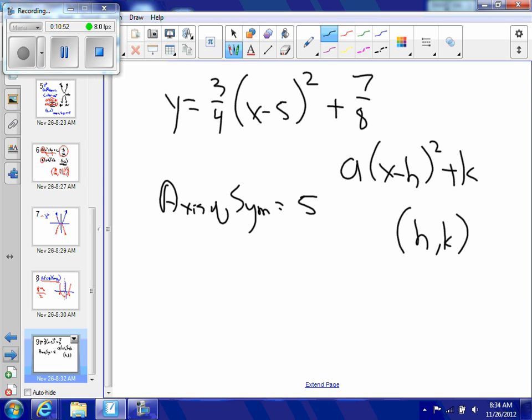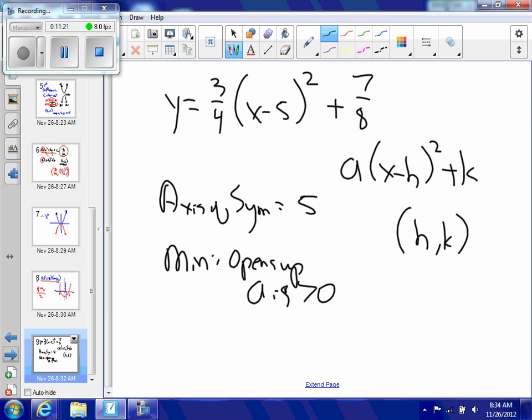Okay. What's the next question? Does the function have a minimum or a maximum value? Is my a positive or negative? Does it open up or down? If it opens up, it means I have to have a minimum, right? So I have to have a minimum because it opens up. A is greater than 0. Okay, what was the next question? What is the maximum or minimum?